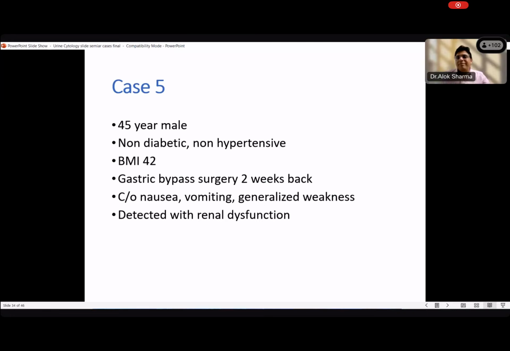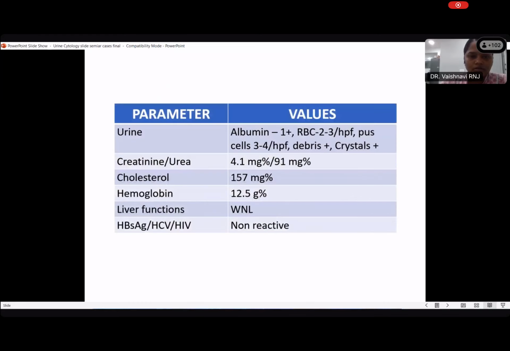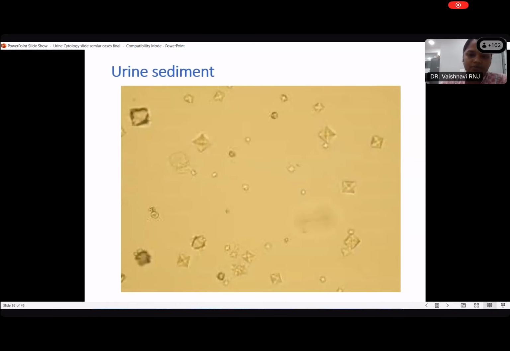Yes, sir. 45-year-old male, non-diabetic, non-hypertensive, BMI is 42, gastric bypass surgery has been done 2 weeks back. Complaints of nausea, vomiting, and generalized weakness. Detected with renal dysfunction. Urine parameters showing albumin 1+, RBCs 2 to 3 per high power field, pus cells 3 to 4 per high power field, debris present and crystals present. Creatinine is 4.1 mg percentage and urea is 91 mg percentage. Cholesterol is 157 mg percentage. Hemoglobin is 12.5 grams. Liver functions are within normal limits. Serology is non-reactive. What do you see in this picture?